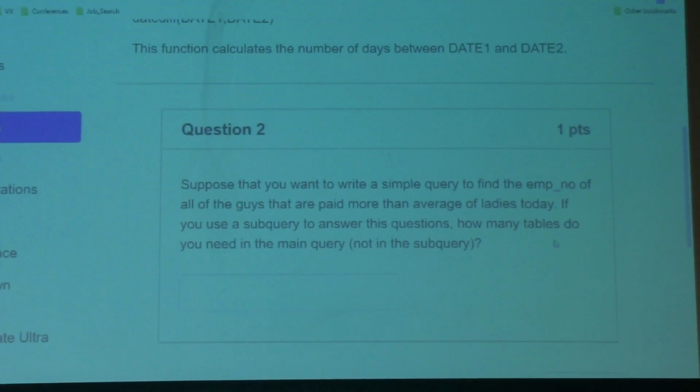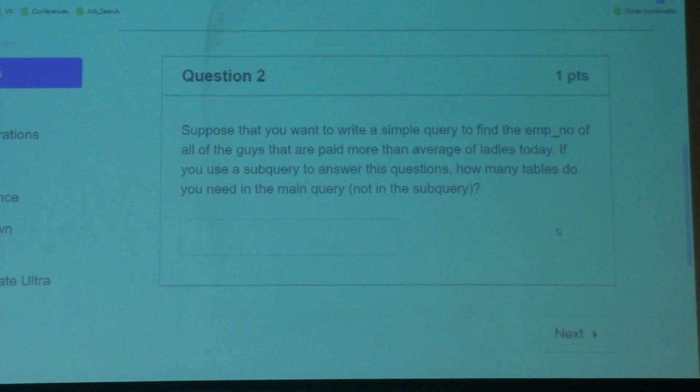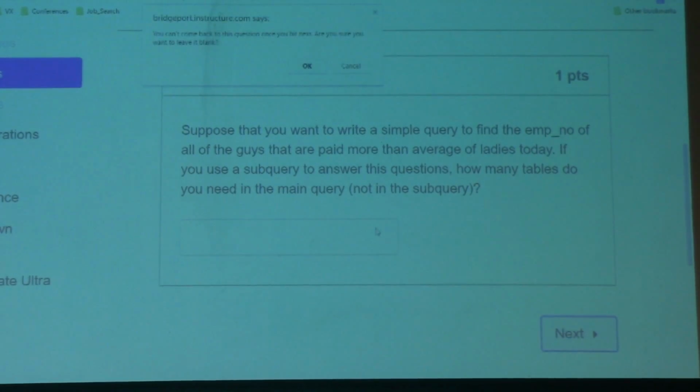One subquery you have to write to find the average of ladies. How do you understand who is a lady? The gender. Gender is in the employee table, and we just have to combine employees and salaries. Nothing else is involved.